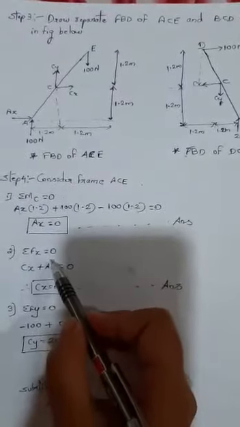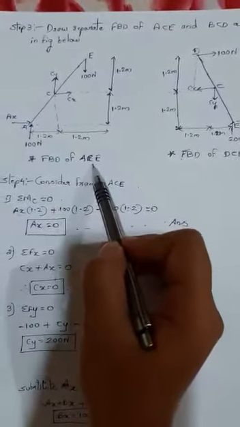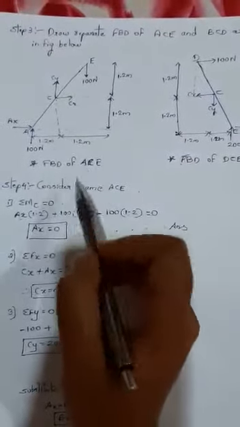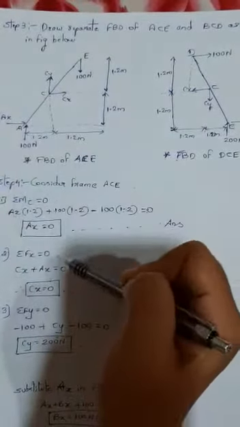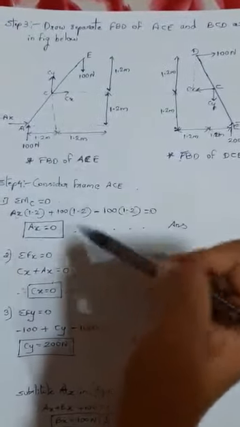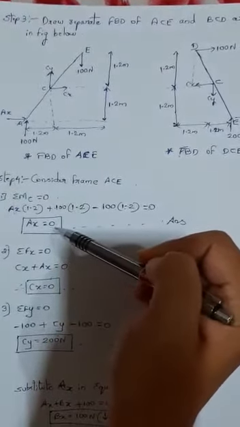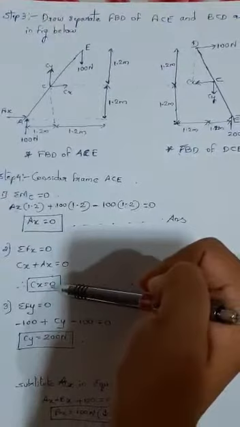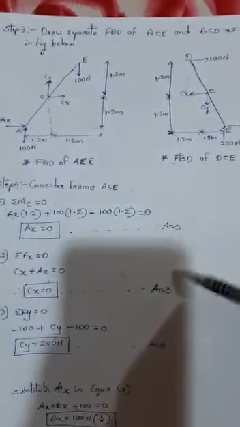Next, summation of Fx is equal to 0 on this frame itself, ACE. So on ACE, which are the horizontal forces? Ax, which is acting towards right, positive, then Cx towards right, positive, equated to 0. As we know that Ax is equal to 0, substitute this value in this equation here, we'll get Cx also equal to 0. Hence the 2 answers.